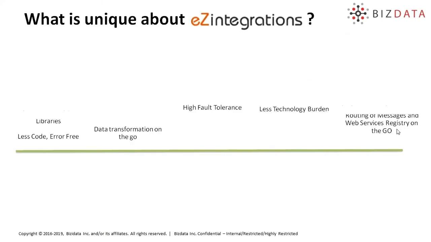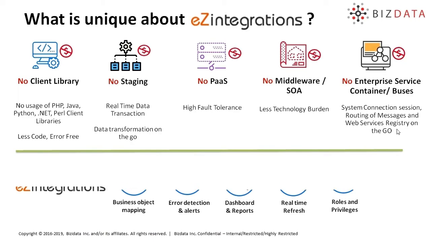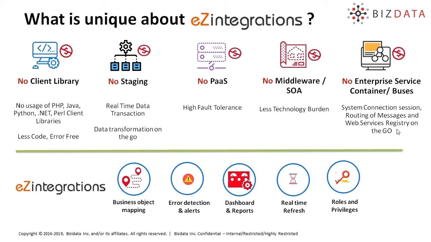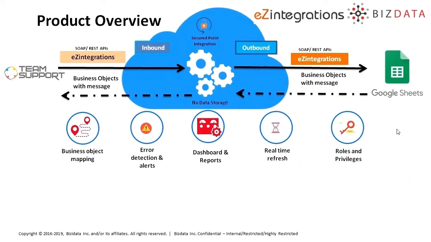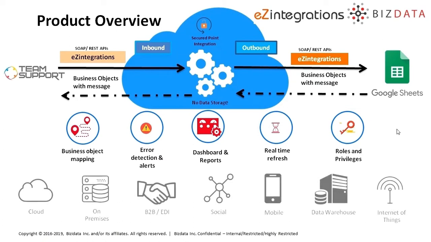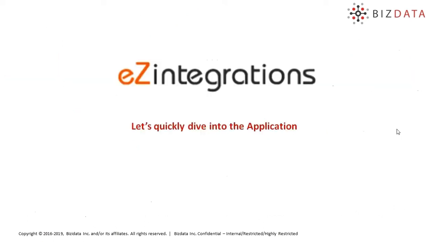The eZintegrations product is a secured, seamless integration framework that enables transfer of data between source and target systems with easy-to-configure steps. We use secure APIs and other means of inbound-outbound access provided by enterprise applications to enable this integration. Today we are integrating the source, TeamSupport, with Google Sheets, which is our target. Without any further ado, let's jump into the application and see how the integration between these two is done.